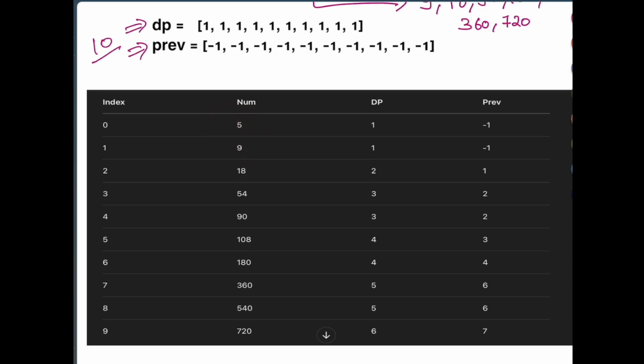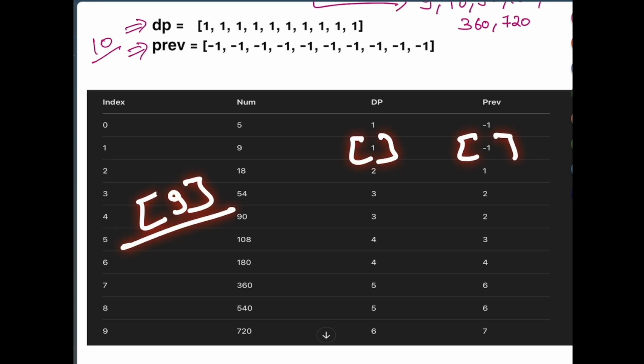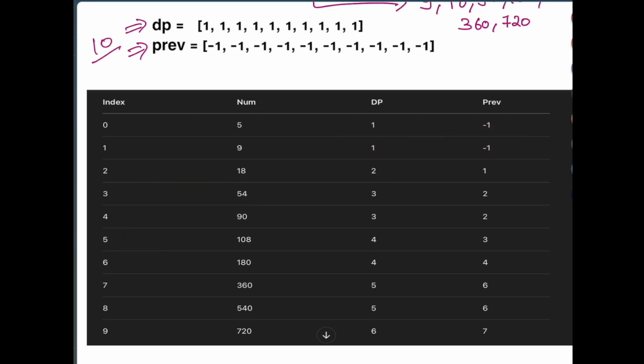So in this case, at this particular index, the maximum DP which includes 9 as the last element is going to be 1. That is, if your input is 5, 9 and your subset is ending at 9, then it is going to be 9 and no other element. So the length is 1, and again previous is going to be -1. Now let us talk about 18.